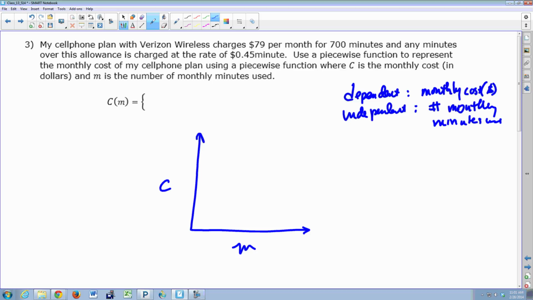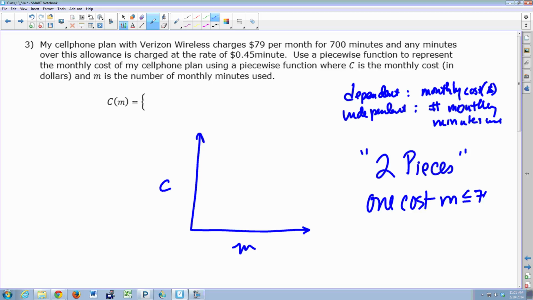And how many pieces do I need to graph this picture or this story? How many different pieces? Yep, 2. And how would we just plainly talk about those 2 pieces? Why 2 pieces? Right, because I'm going to have one cost if I use M less than or equal to 700, right? And greater than or equal to 0 minutes. So anywhere between 0 minutes and 700, I have a cost. I know what it's going to be. It's $79.